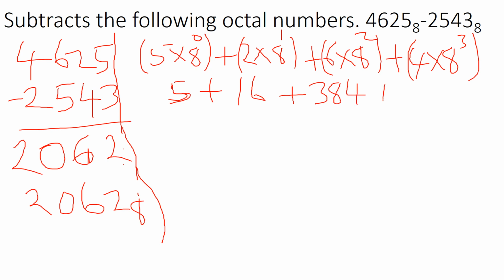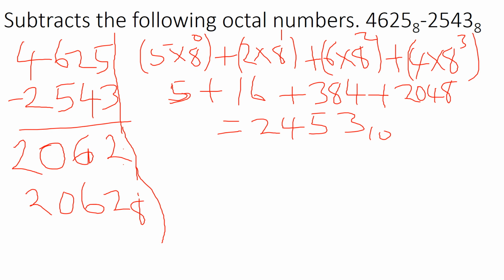So that means we have 384. Then plus 4 multiplied by 8 raised to power 3. 8 raised to power 3 is 512. Then we multiply by 4, we get 2048. And if we add all these, we get the answer being 2453 base 10. So let us convert the other one so that we can subtract them.